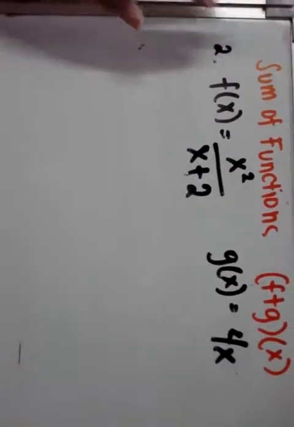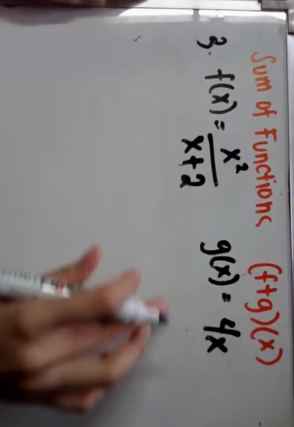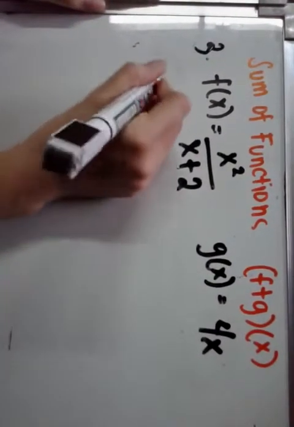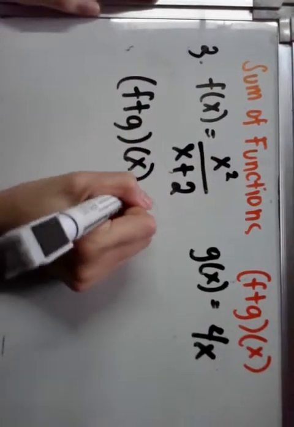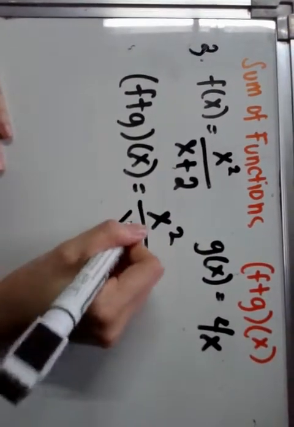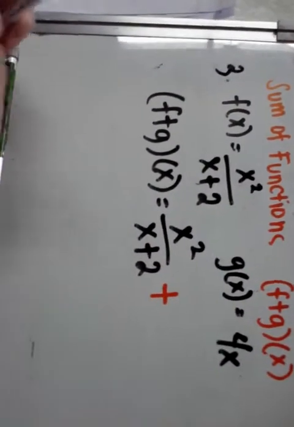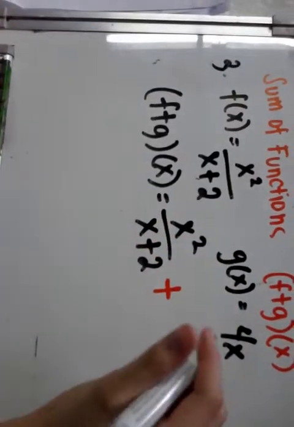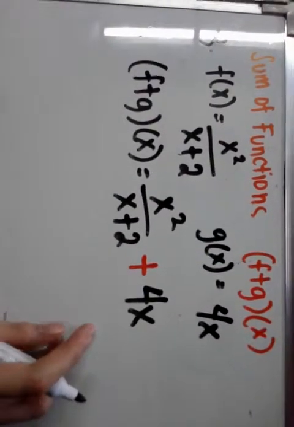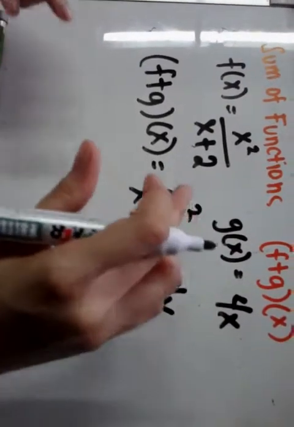So in our third example, f of x is equals to x squared over x plus 2 and g of x is equals to 4x. So again, copy the formula, f plus g of x is equals to, copy the equation of the f function, which is x squared over x plus 2, then plus, since we are finding for the sum of the functions, then copy the equation of the g function, which is 4x. So what we're going to do here is multiply 4x by x plus 2, and then put it in the numerator.